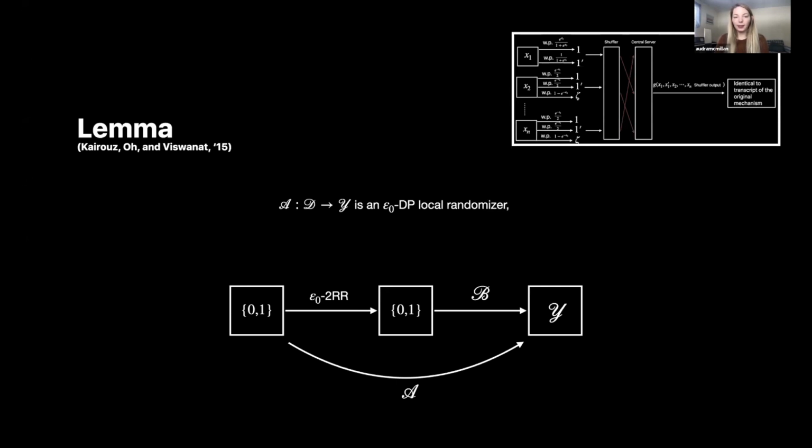So how does this help us? We have A as our function from our data universe to Y. And now for this theorem, it's not important that these are actually 0 and 1. So let's just relabel them. We're going to relabel them in the first part of the mechanism by x1 and x2.